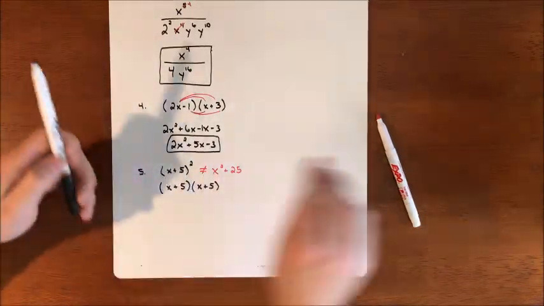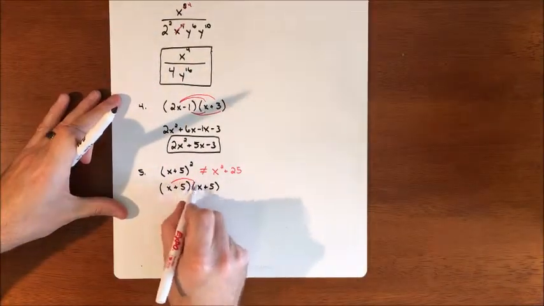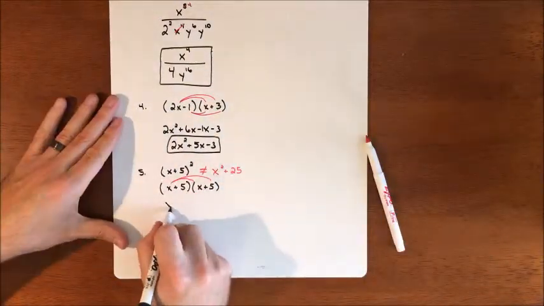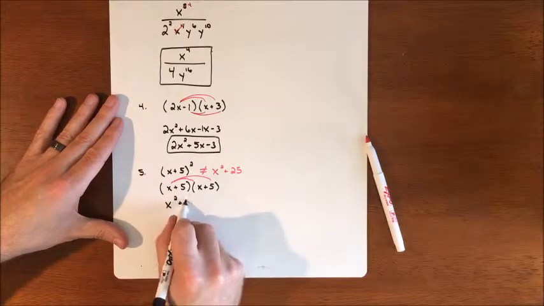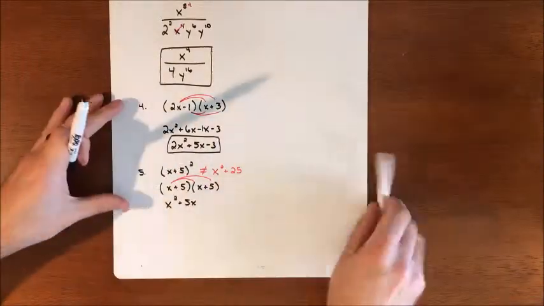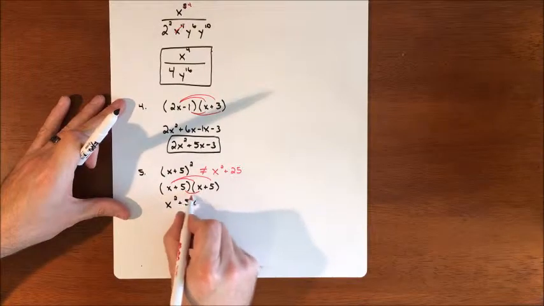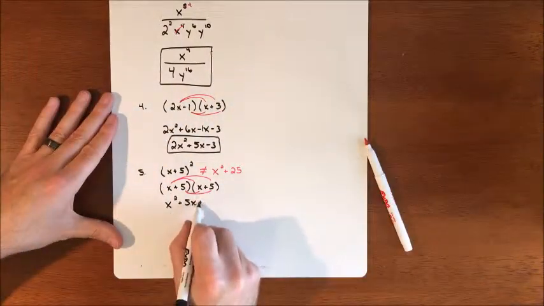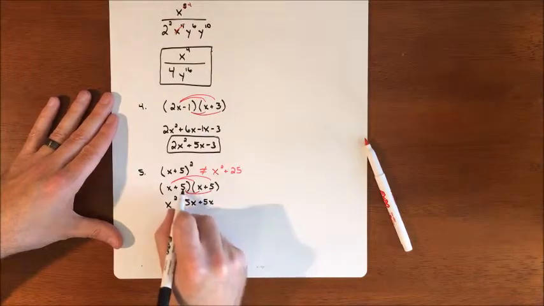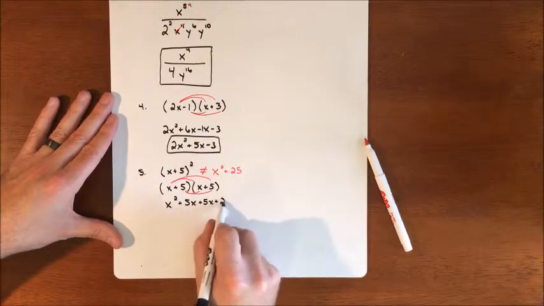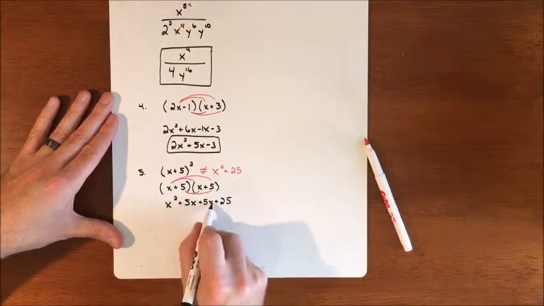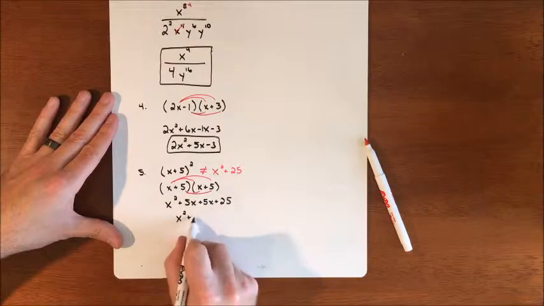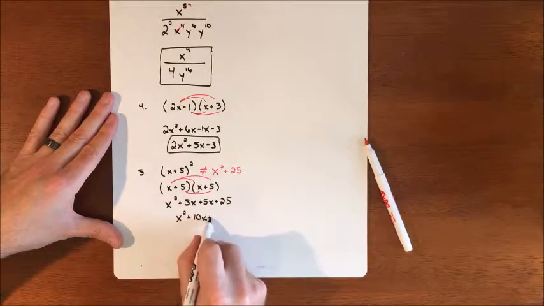So x times x and x times 5. So x squared plus 5x, and then distribute the 5 to both. So 5 times x is another 5x, and 5 times 5 is 25. And you have like terms, so we'll combine those together. So we'll add the coefficients together, which will make 10x plus 25.